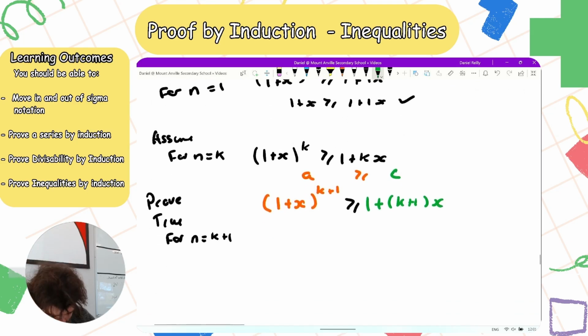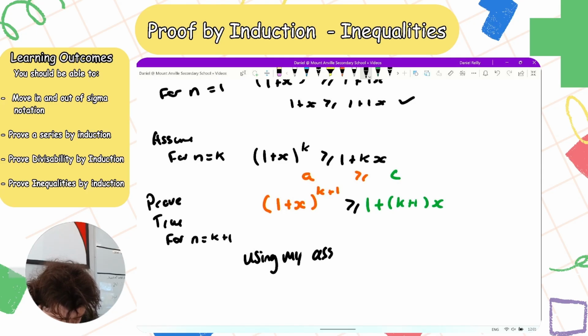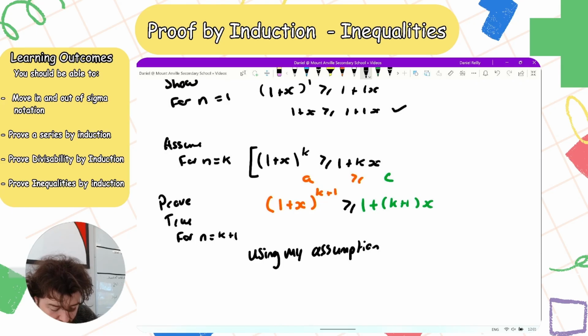Right? Now, using my assumption here, I need to make my left-hand side of my assumption look like the left-hand side of the thing I'm trying to prove. So this is the power of k, this is the power of k plus 1. So this can be written as 1 plus x times 1 plus x to the power of k. So I'm going to multiply the top here by 1 plus x. So both sides. 1 plus kx.